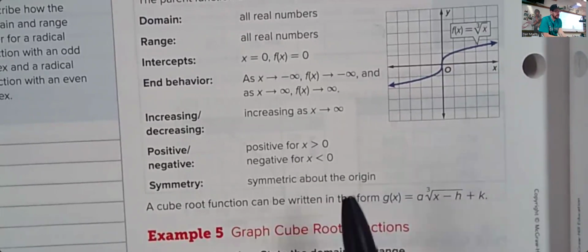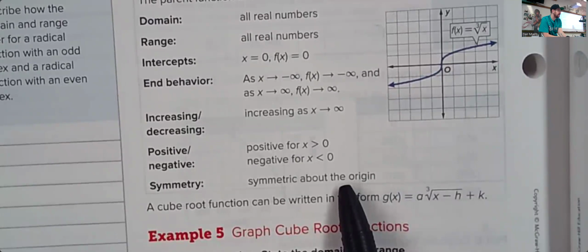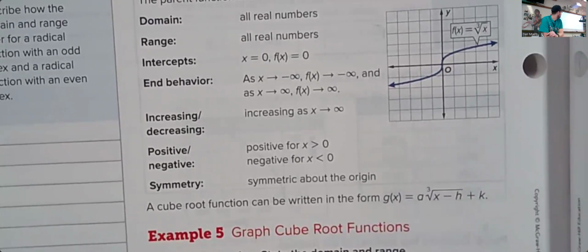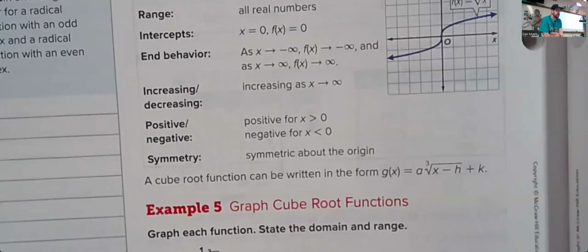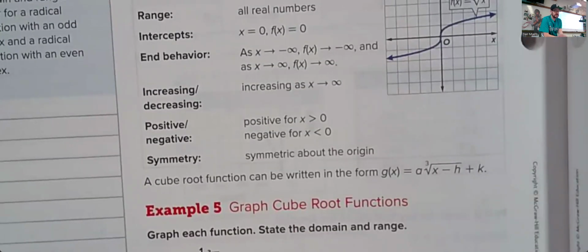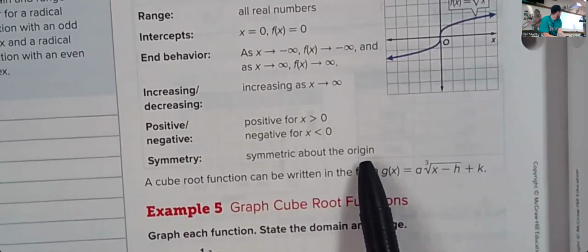This one has symmetry, unlike our last one. Square root graphs don't have symmetry. Cube root graphs do have symmetry. This one is symmetric about the origin.